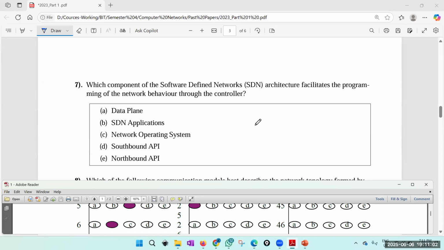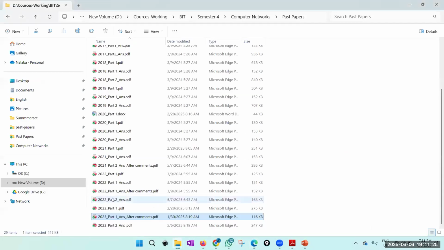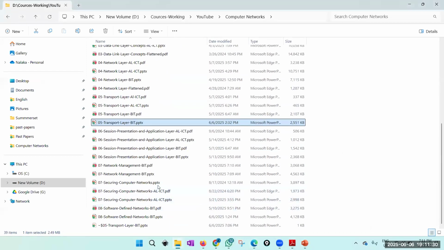Seven. Which component of the software defined networks architecture facilitates the programming of the network behavior through the controller? That is, I think, one of the last topics. To answer this, you must remember and understand the SDN architecture. Then only you can answer this. You can refer to the UCSC notes as well.